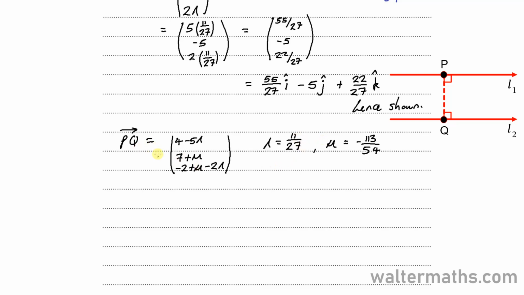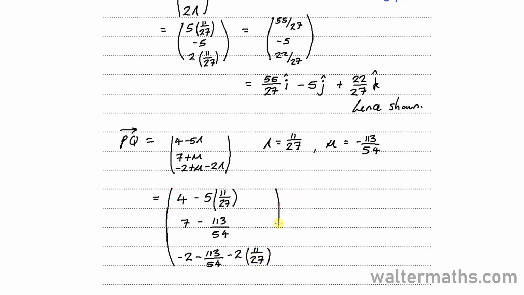Okay, so for PQ, the direction vector of PQ then is 4 minus 5 lambda, which is 4 minus 5 of 11 over 27. And it's 7 plus mu, which is 7 plus minus 113 over 54. And it's minus 2 plus mu, which is minus 113 over 54. And it's minus 2 of lambda, which is 11 over 27. So this here is PQ.